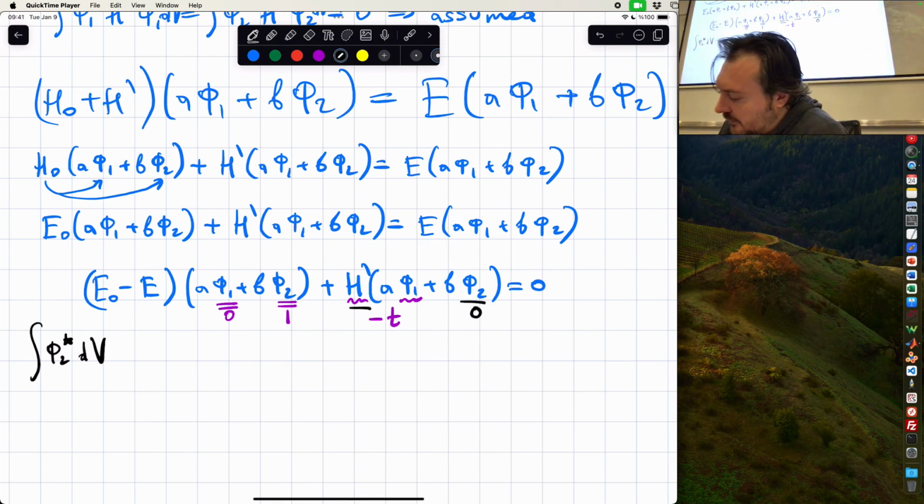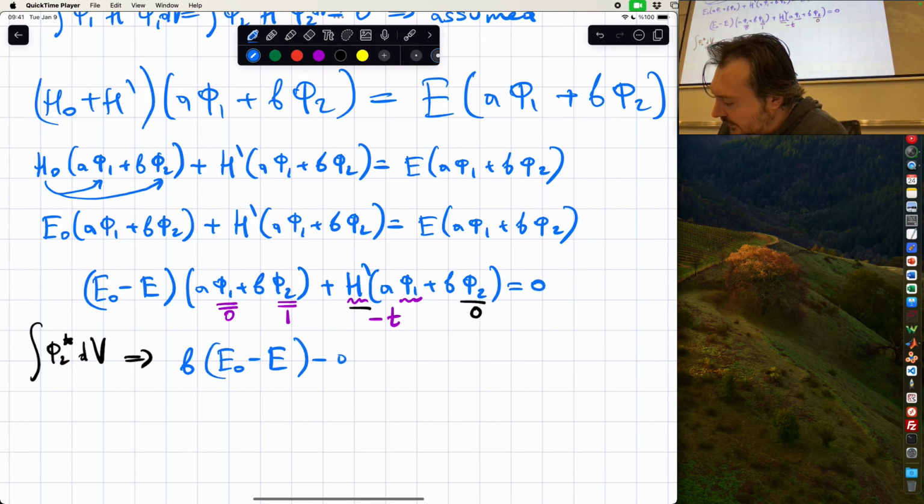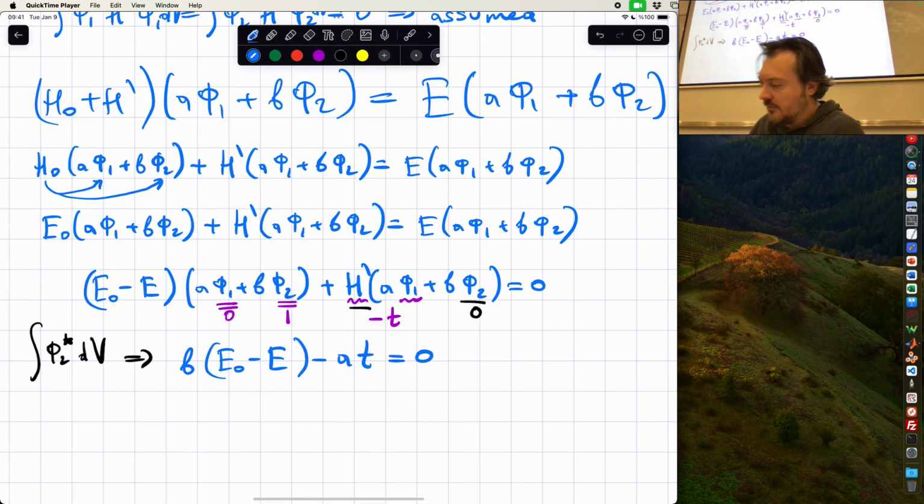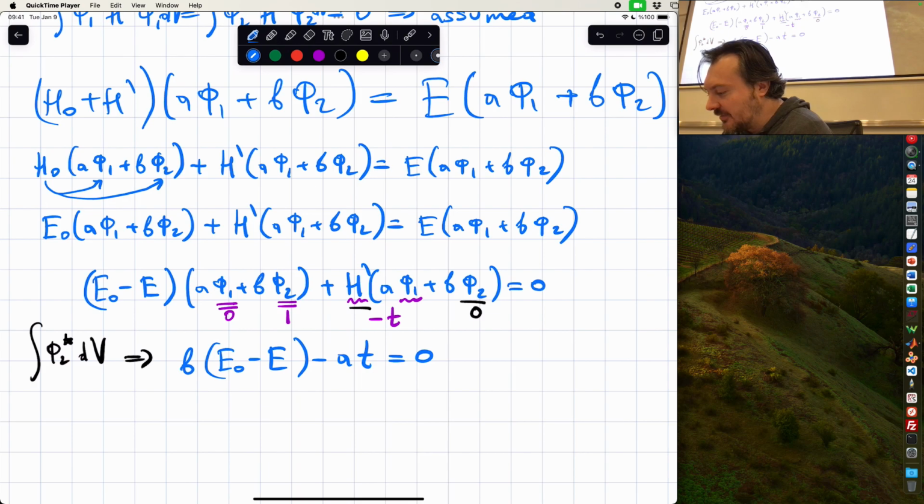So this integral brings me an equation that can be written like this: B times E0 minus E, minus A t, is equal to 0. Do you agree? Do you see how simple it is now? But there are two variables, so we need another equation. The other equation is this one.